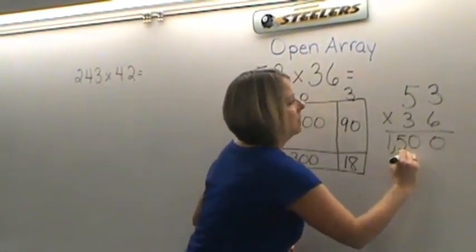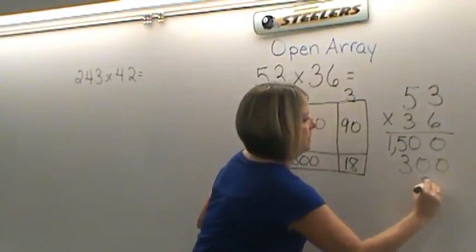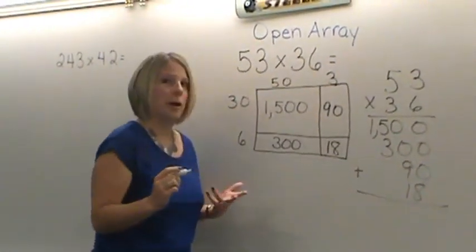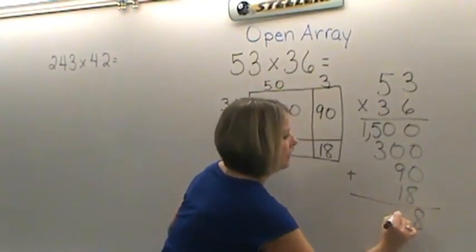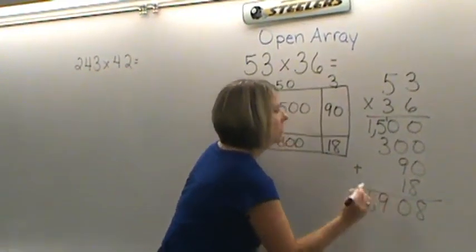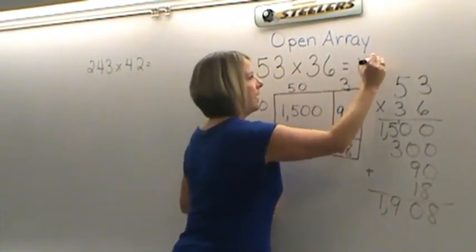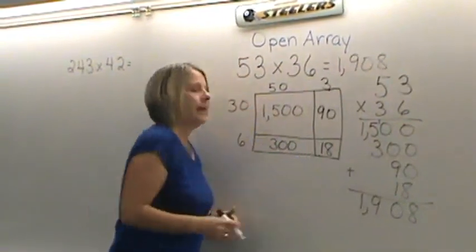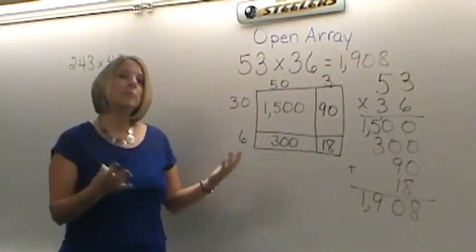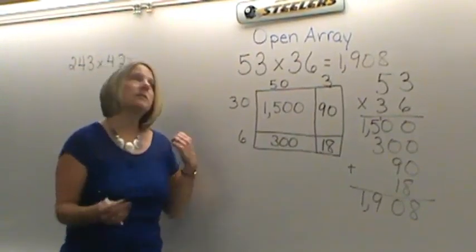1,500, 300, 90, and 18. And then they add all their partial products together. 1,500 plus 300 is 1,800, plus 90 is 1,890, plus 18. So our final product, 1,908.